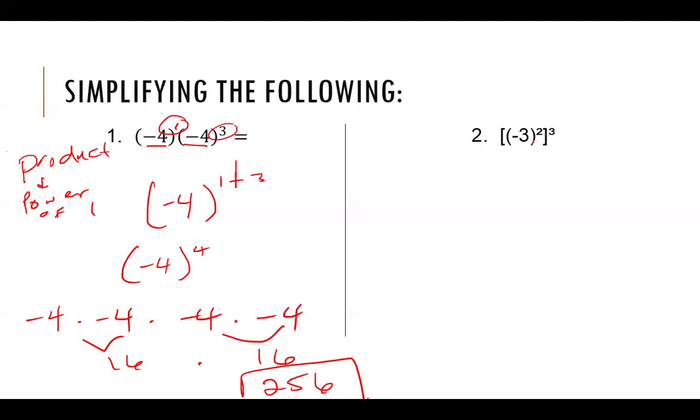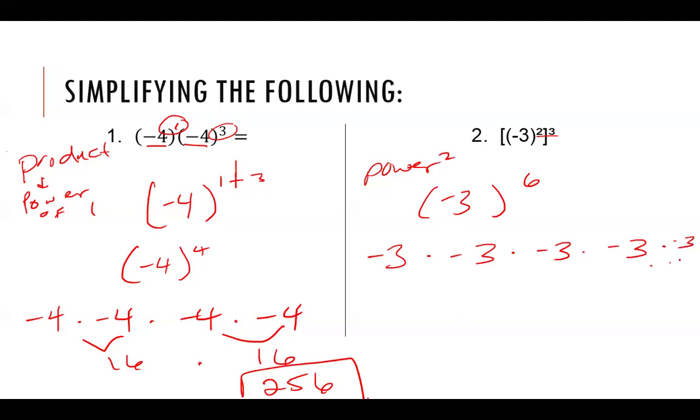Oh, my power's not negative. Power of power. Like we're going to call it power squared. Meaning that I only have one base, which means that I'm going to multiply the two powers together. So I'm left with negative 3 to the 6. So I'm asking myself, what is negative 3 times negative 3 times negative 3 times negative 3, and so on? I'm going to squeeze it in there.